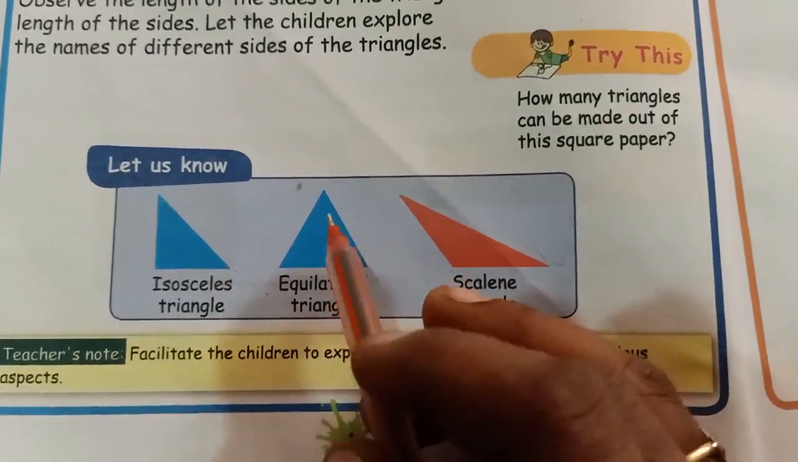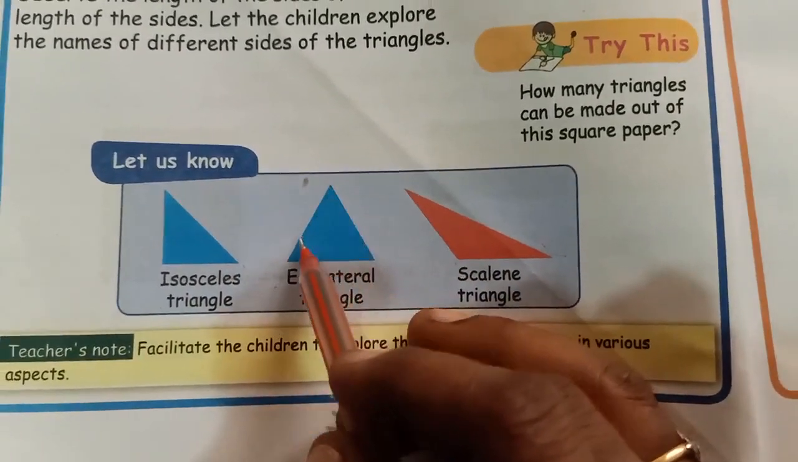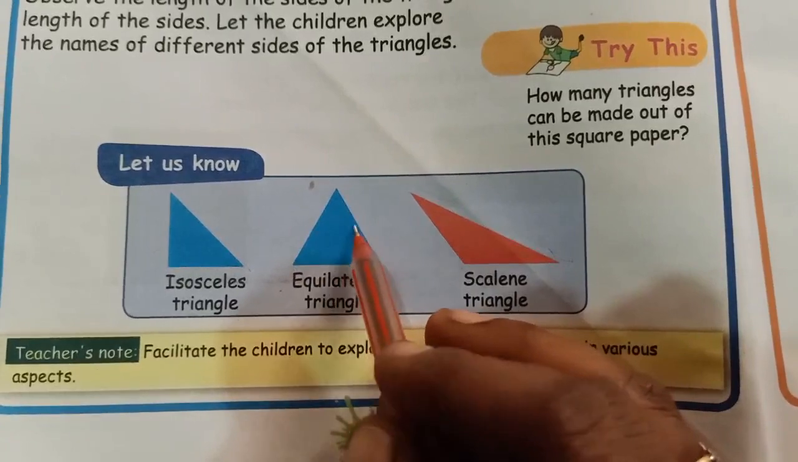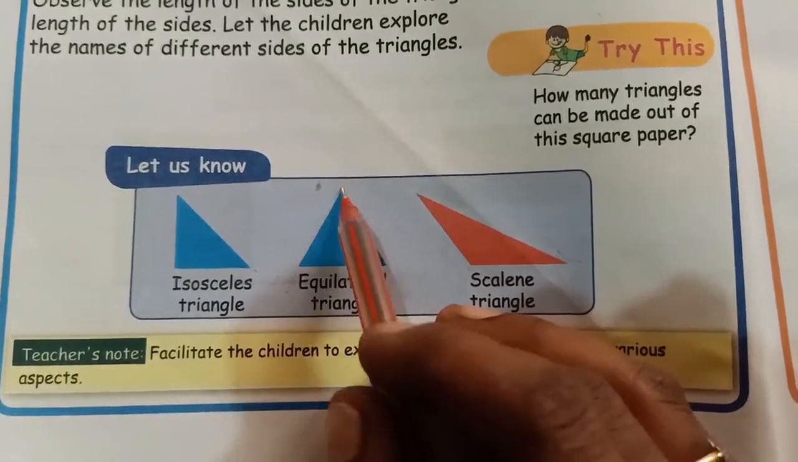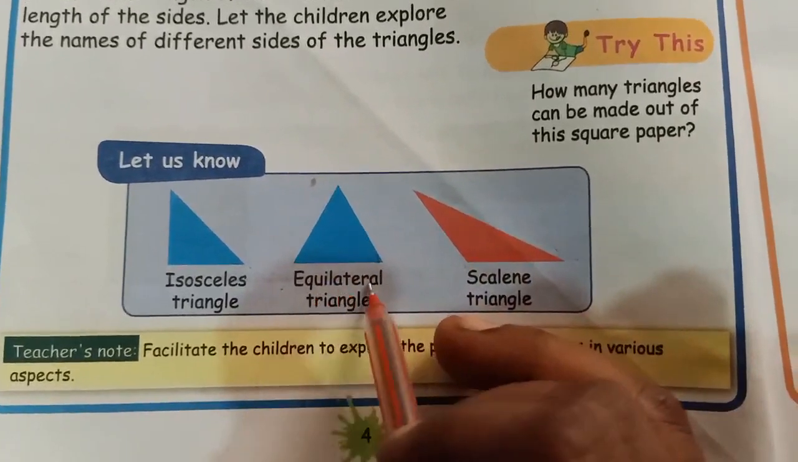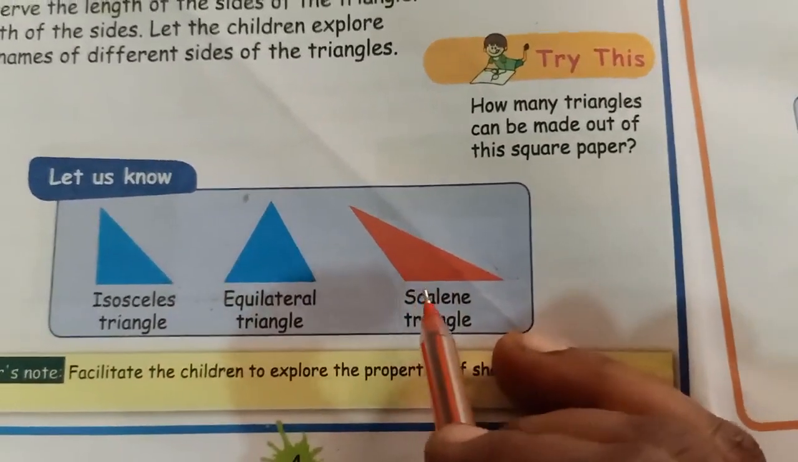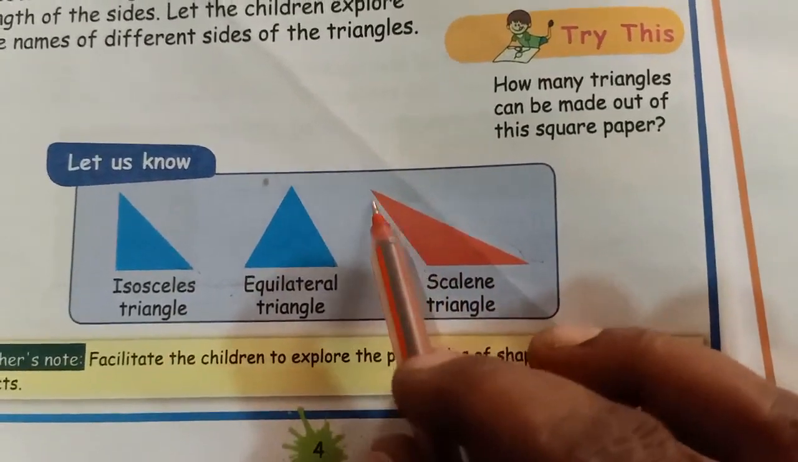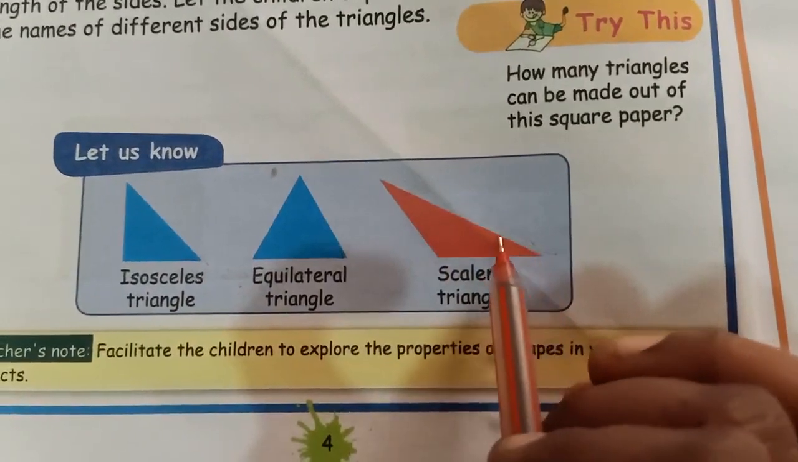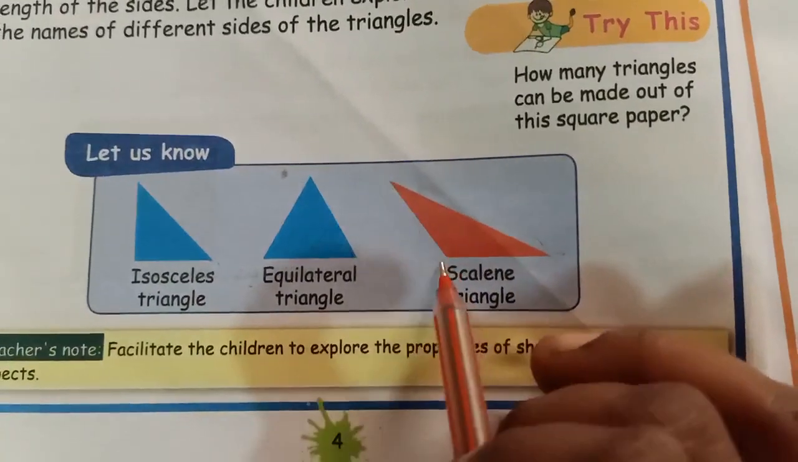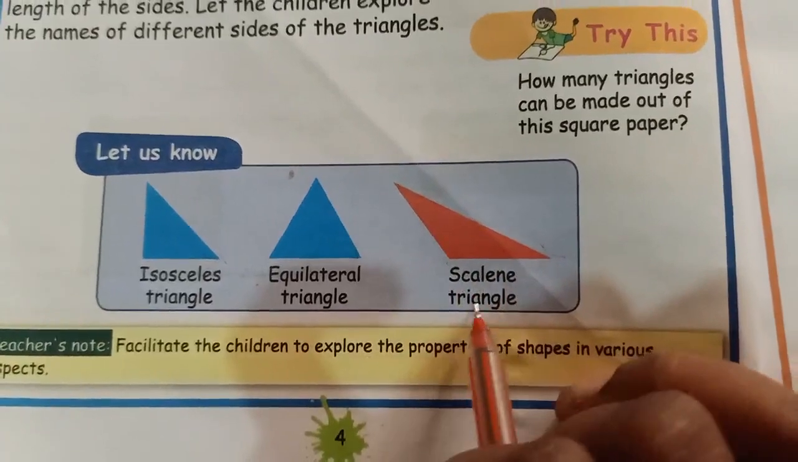Okay, next, look at this length, second length, third length. The three sides are equal, so that is an equilateral triangle. Next one is the scalene triangle. See this length and this length, and next this one is very long. This type of triangle is called a scalene triangle.